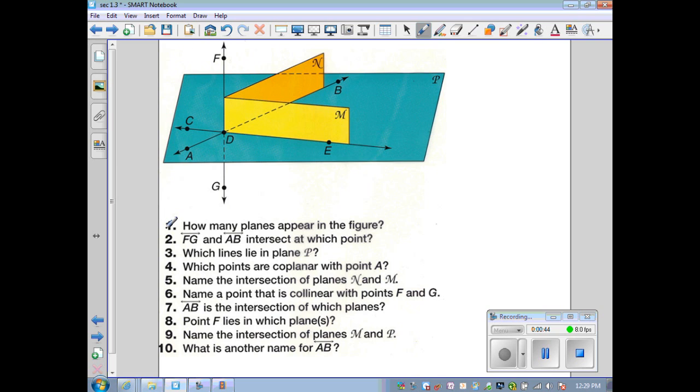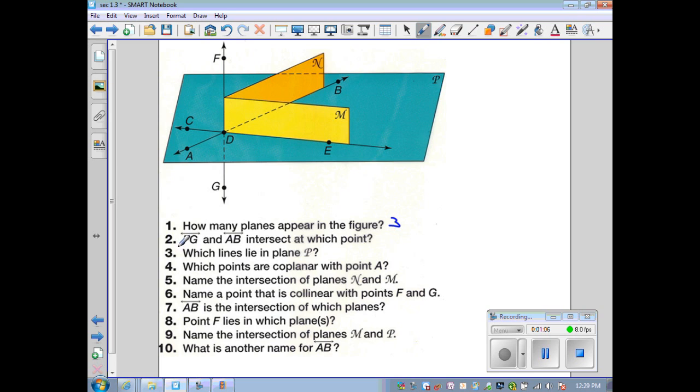Number 1, how many planes appear in the figure? Here we have 3 planes. We have the rectangular one, which is in green, the one that is labeled N, that is in gold, and the front one, which is labeled M. So here we have 3 planes.